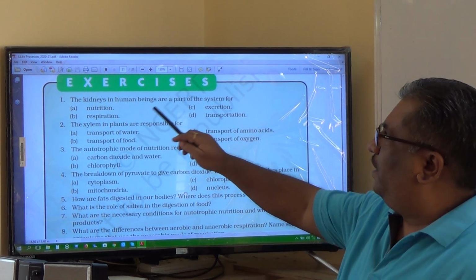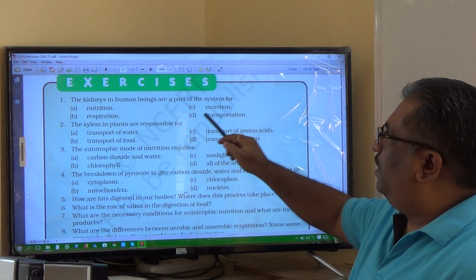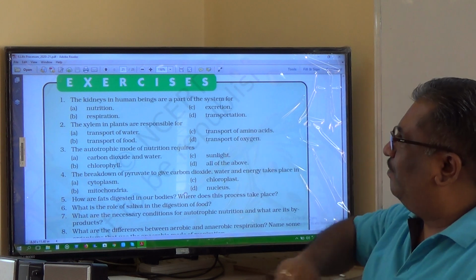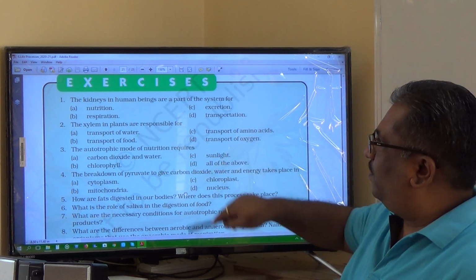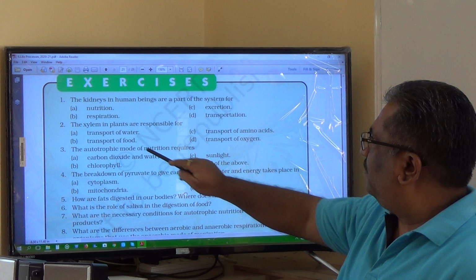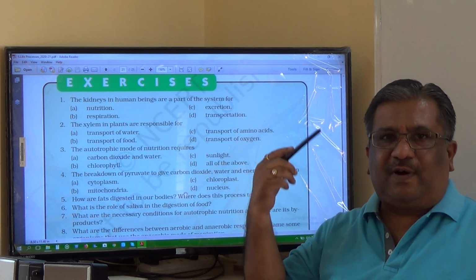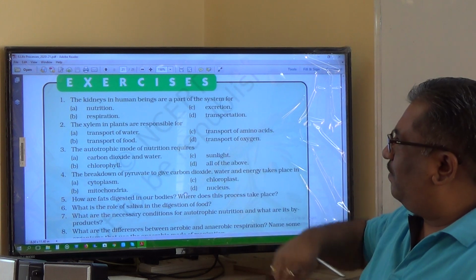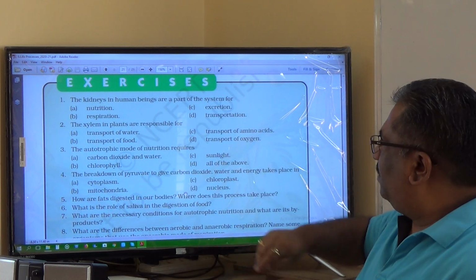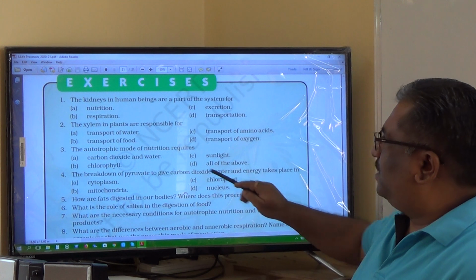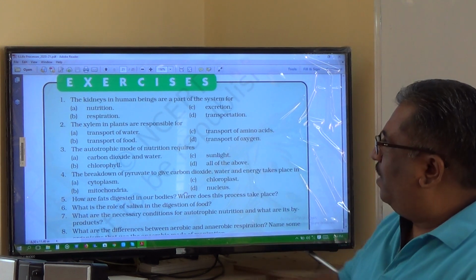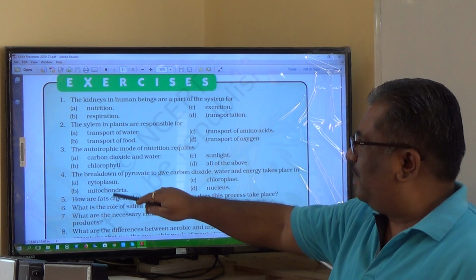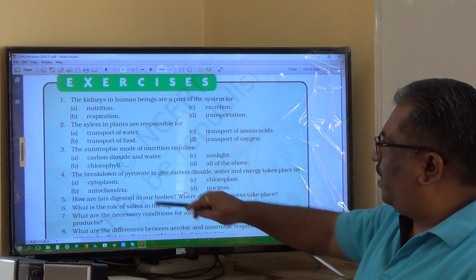Kidneys in human beings are part of nutrition, excretion, respiration, transportation. Excretion. The xylem in plants is responsible for transportation of water. Only transportation of water, isn't it? Okay. Autotrophic mode of nutrition requires carbon dioxide and water, sunlight, chlorophyll. All these are required for autotrophic nutrition. Breakdown of pyruvate to give carbon dioxide, water and energy takes place in cytoplasm, chloroplast, nucleus, mitochondria.